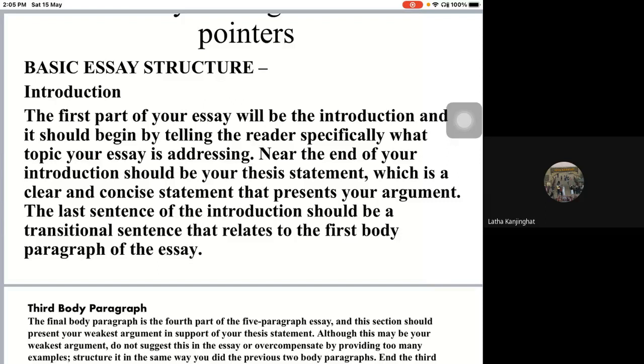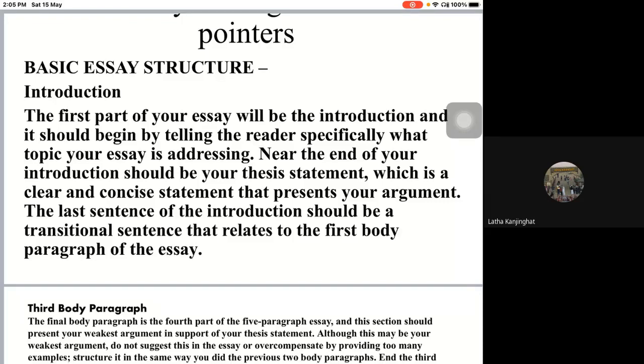Now, first, when we talk about the essay, we will be talking about the introductory paragraph. The first part of your essay will be the introduction. It should begin by telling the reader specifically what topic your essay is addressing. Near the end of your introduction should be your thesis statement, which is a clear and concise statement that presents your argument. The last sentence of the introduction should be a transitional sentence that relates to the first body paragraph of the essay.